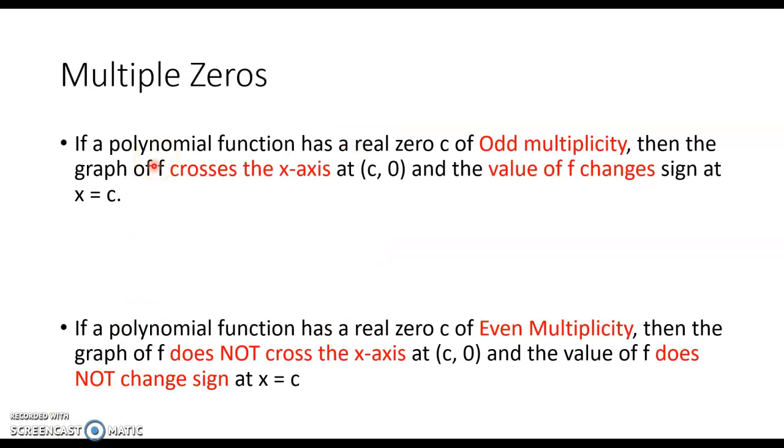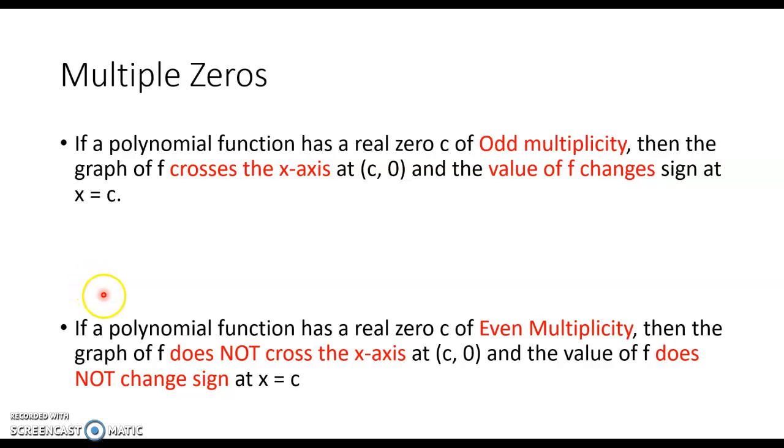All right, so this should be a section on your guided notes. Talking about multiple zeros, this would be a situation where, if you were factoring a function and got x plus 1 times x plus 1 as your two factors. Basically, if your polynomial function has a real zero c of odd multiplicity, then the graph of f crosses the x-axis at (c, 0), and the value of f changes sign at x equals c.